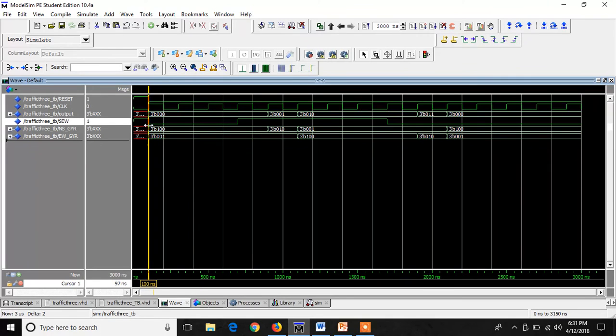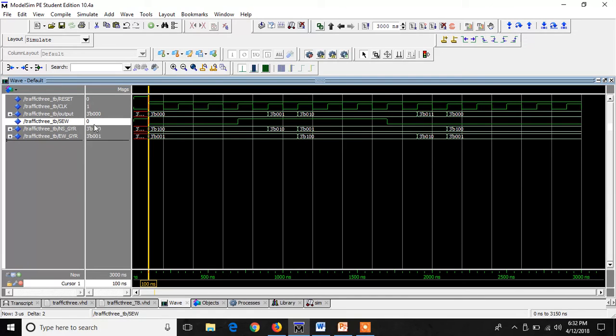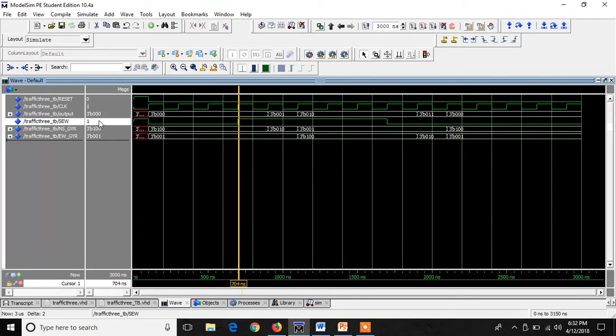So it all starts from here. Here we have state 0. State 0 says east-west does not have a car here, so it's going to stay in this state as long as east-west does not have a car. So north-south is green, and it's going to stay green, and then here we have a car present in the east-west lane. So north-south is ready for the next clock edge, and at the next clock edge it's going to change from green to yellow.